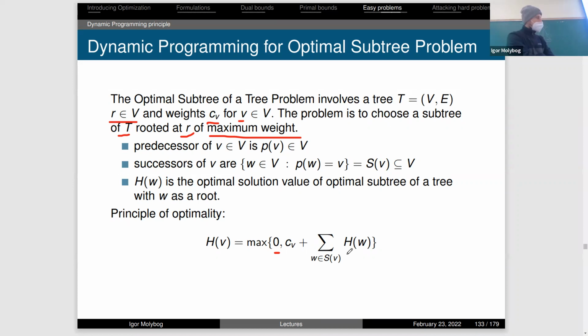So let me ask a clarifying question. What's the problem that you're solving? I guess my question is, this gives you the optimal solution value. Like, what is the maximum? Oh yeah.